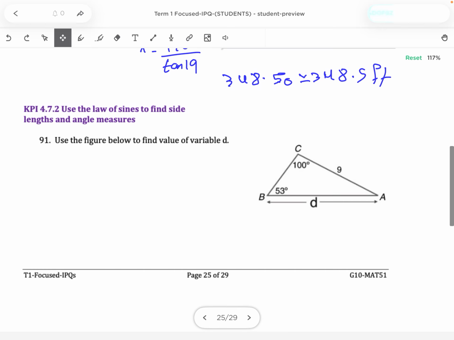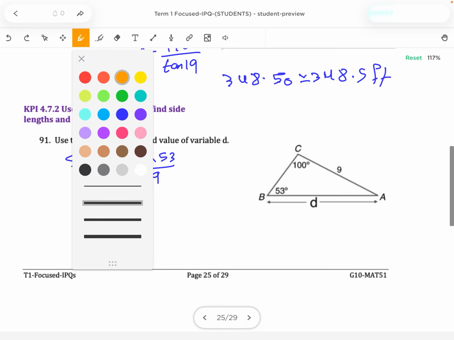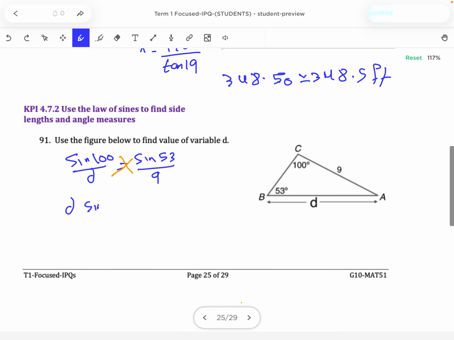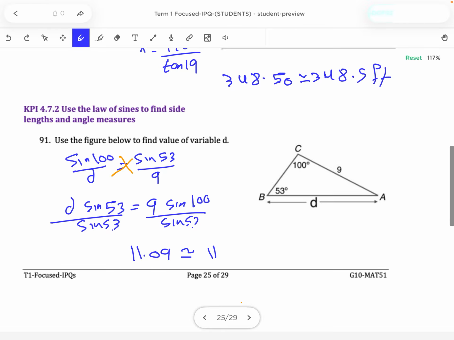السؤال اللي بعده, this question is coming like a multiple choice question. Use the figure to find the value of D. So we can use the law of sine. 100 over D equals sine 53 over 9. Your butterfly. So D equals 9 sine 100 over sine 53, and we use a calculator. 9 sine 100 over sine 53, we close the bracket for sure, it will be 11.09. If the question asks us to round it, it will be 11.1.